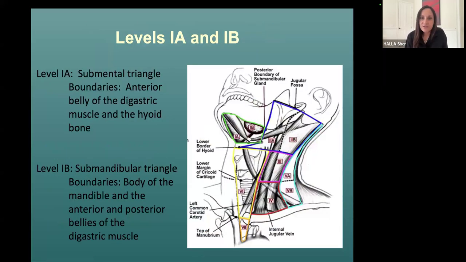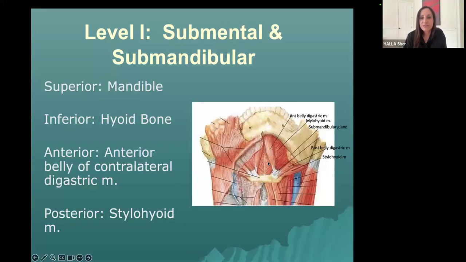So level 1 is further subdivided into levels 1A and 1B. Level 1A, we also refer to that as the submental triangle. And I'm going to go back to this picture because you really see it well here. So the submental triangle is here, located between the anterior bellies of the digastric muscle on each side and the hyoid bone.